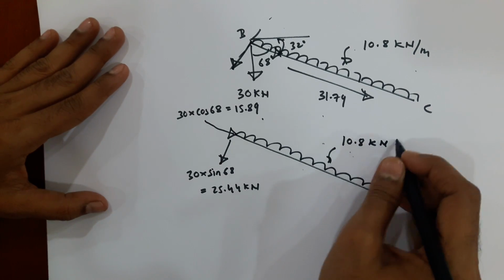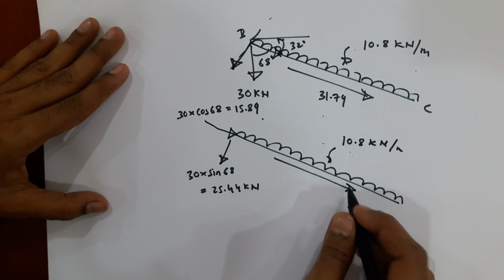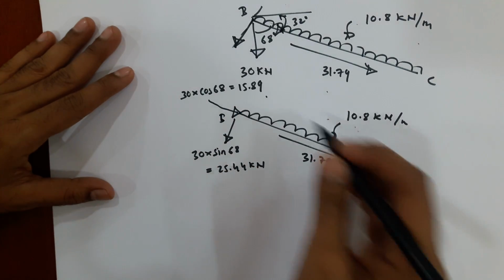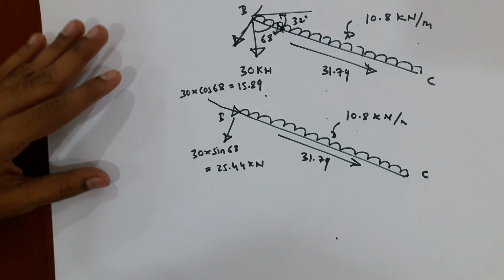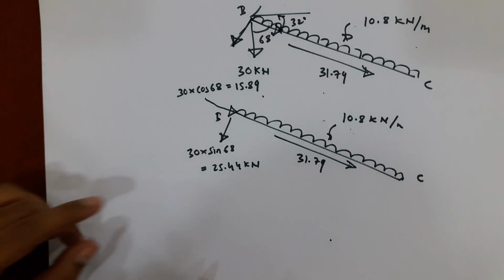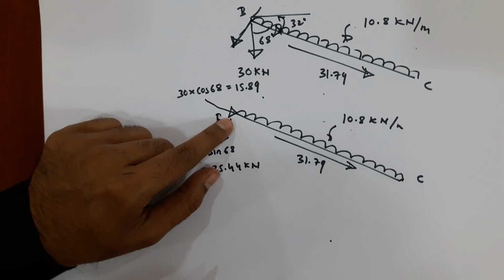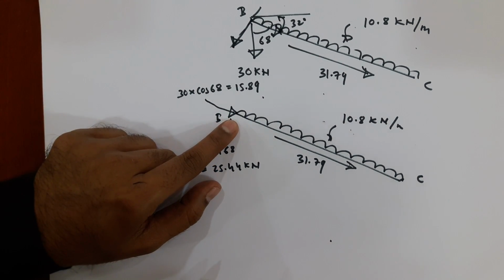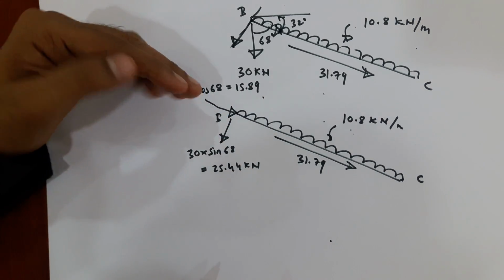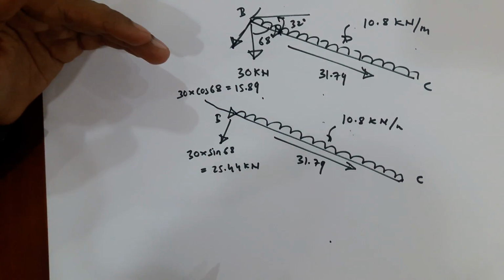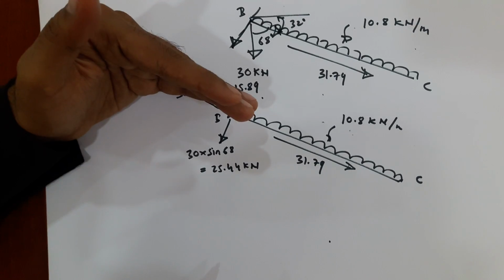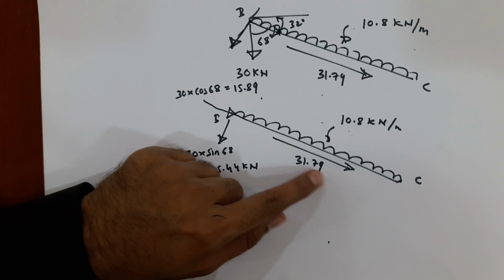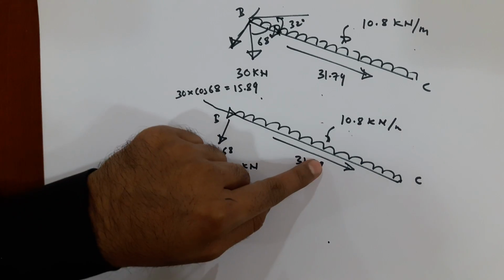10.8 kilonewton per meter, 31.79. This is B and this is C. Now see here, load along the member at B: 15.89 is towards the joint, okay, and here 31.79 is also in the same direction.